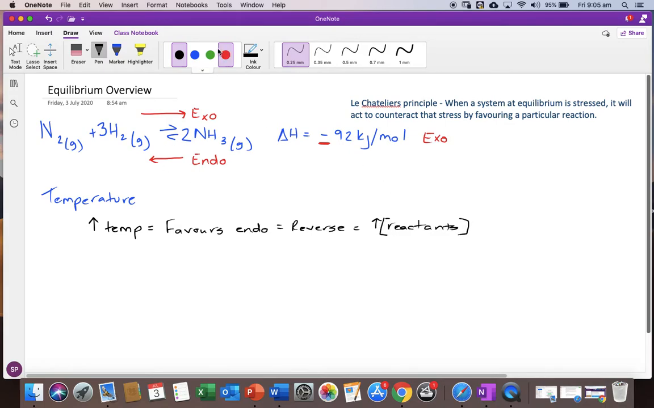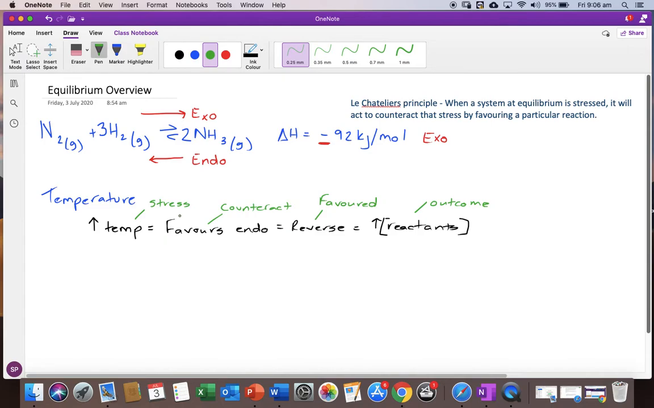I've talked a little bit in class about how you set out these sorts of questions. What you're doing is you're identifying what the stress is, you're identifying how the system will counteract that stress, you're identifying which reaction is favoured as a response to the counteracting of that stress, and then you're identifying what the outcome is. It's really important that you follow that sequence when you're dealing with questions that are 3 or 4 marks in response to an equilibrium question.